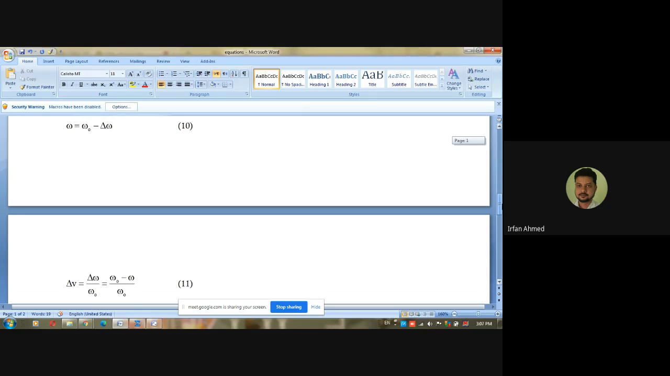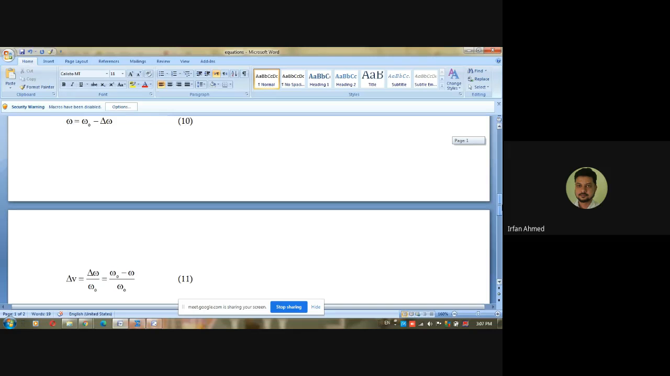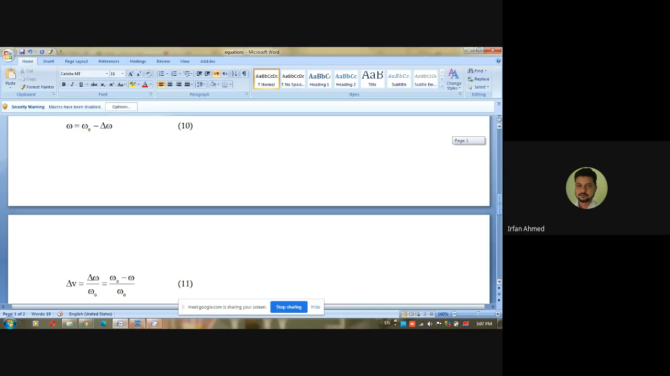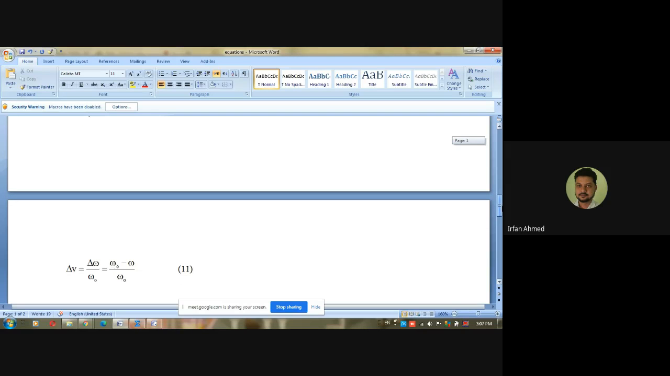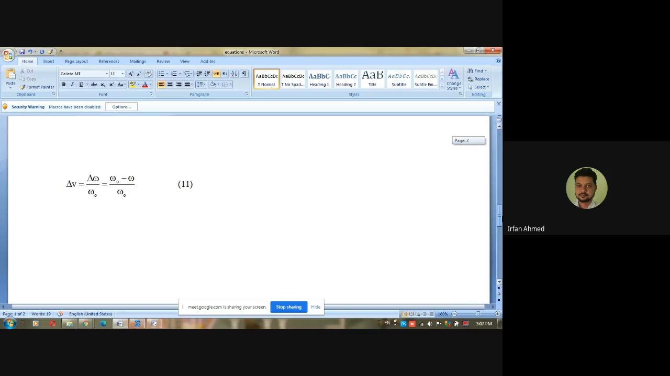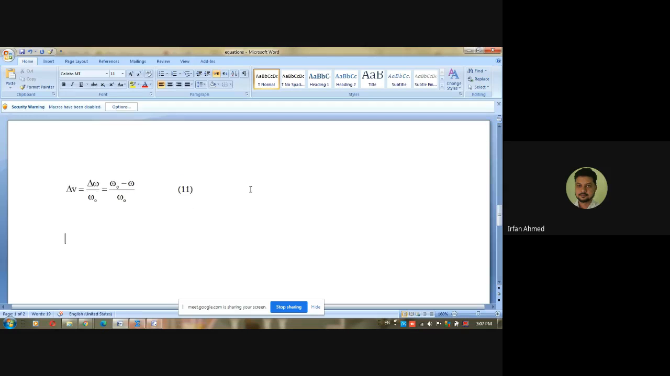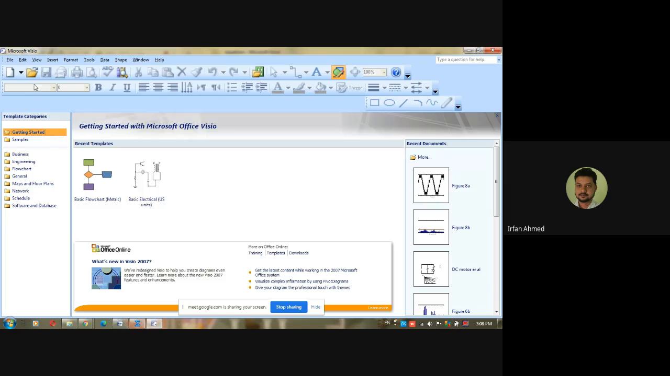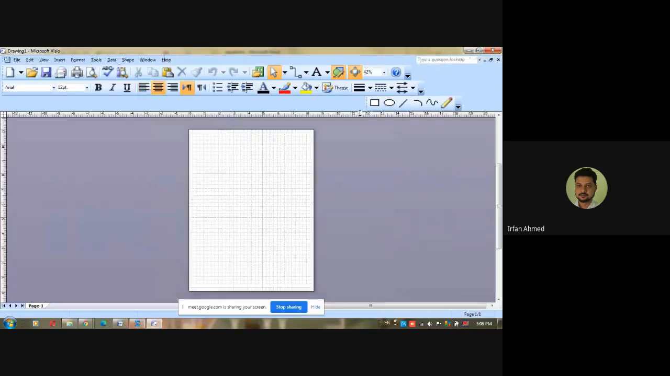We had divided both sides of this equation by omega 0, and then del omega upon omega 0 is equal to omega 0 minus omega upon omega 0. We had seen that this is similar to the slip equation in an induction motor, although there is no physical concept of slip in a DC motor. Okay, so today's topic is construction of shunt wound DC motor speed torque characteristics.